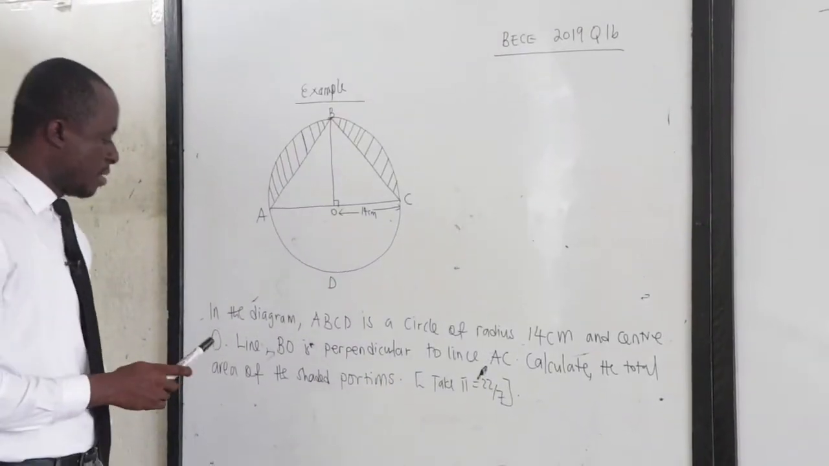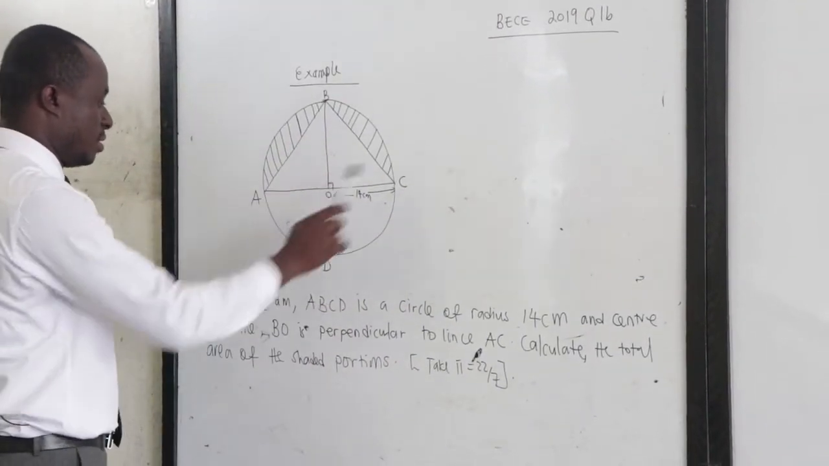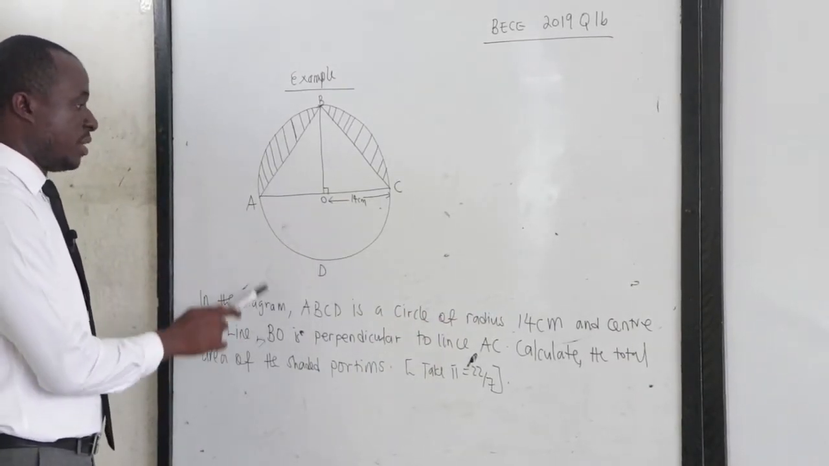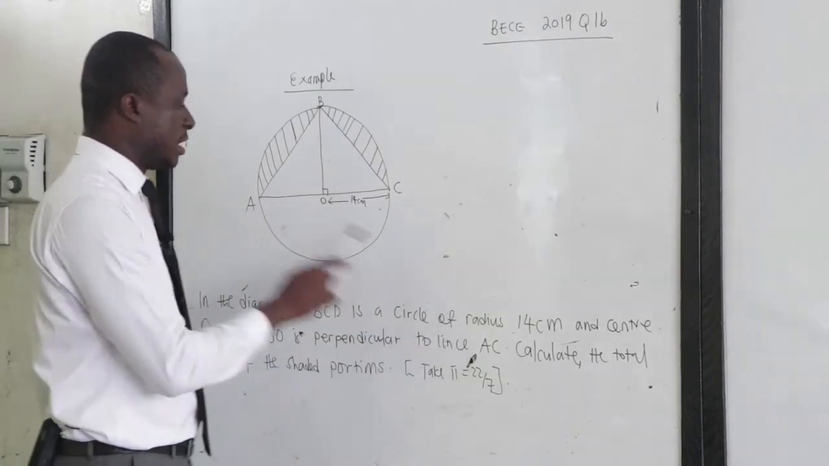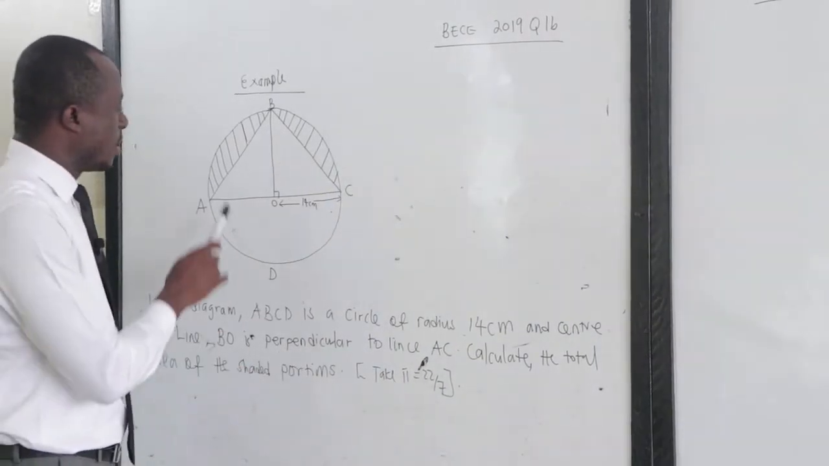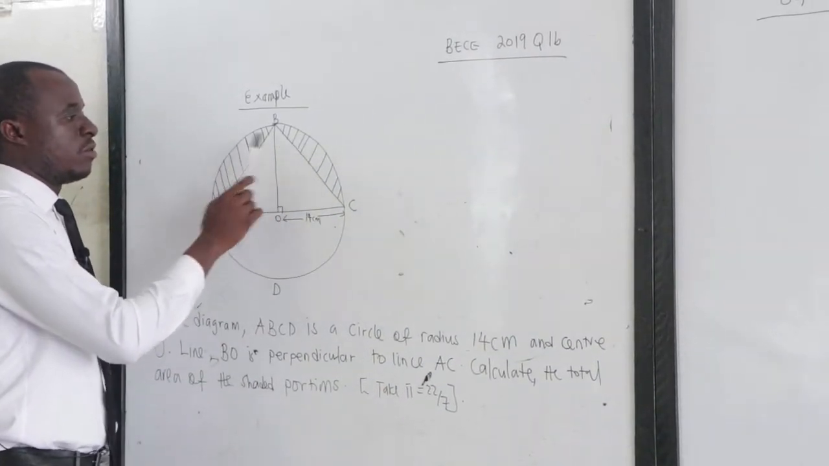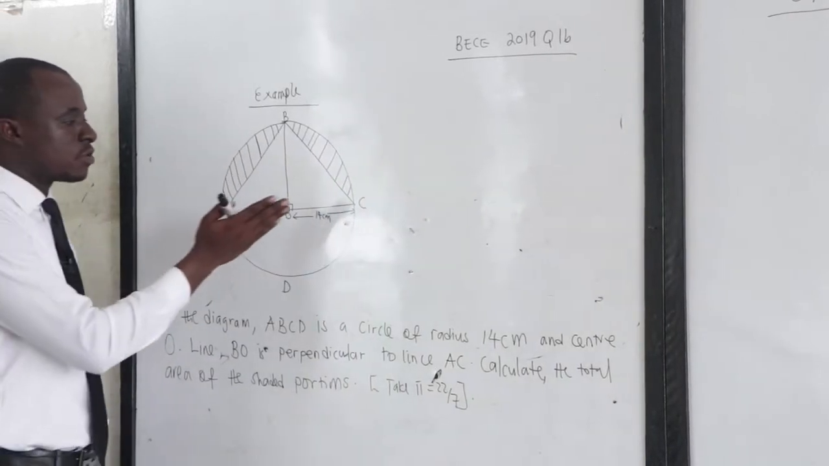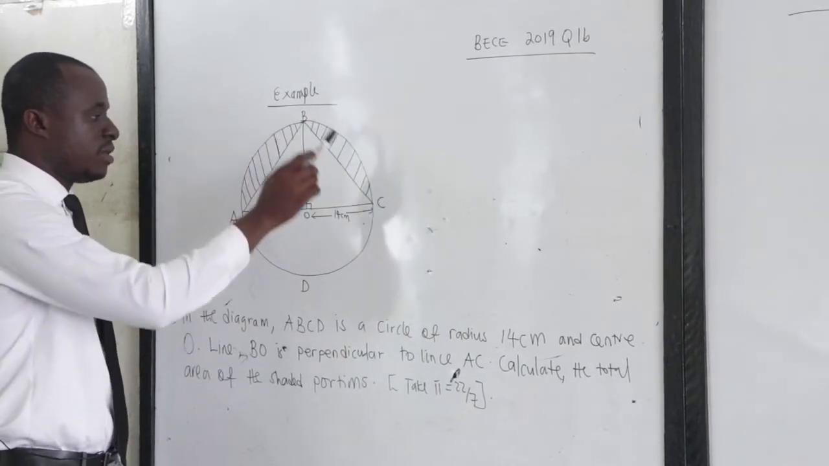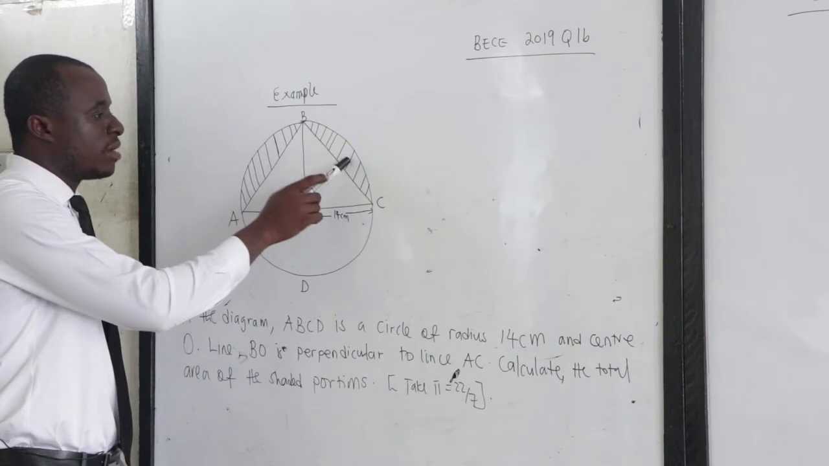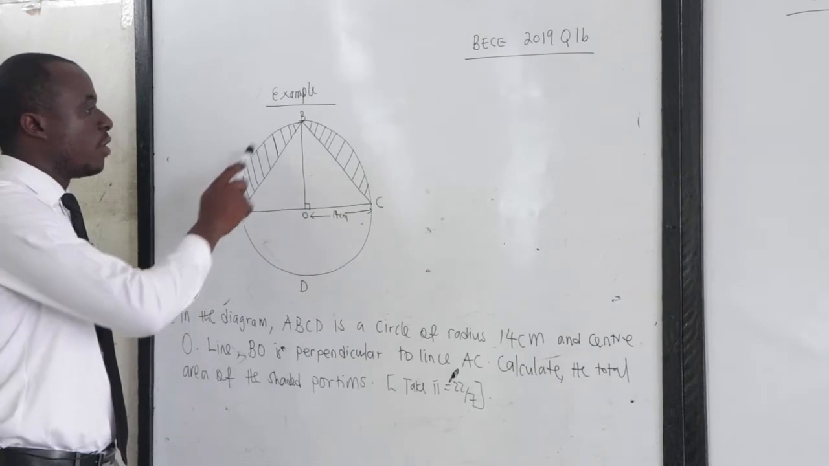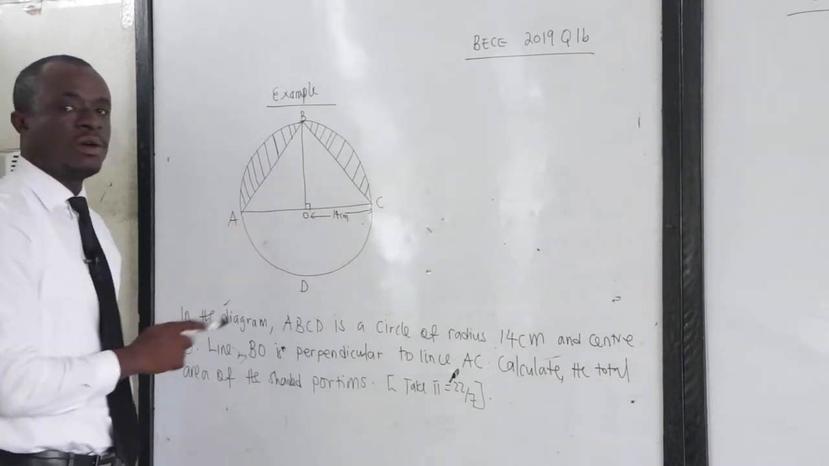Let's consider this. We have in the diagram ABCD a circle of radius 14 centimeters and center O. Line BO is perpendicular to line AC. Calculate the total area of the shaded portions. We want to find the area of the shaded portion. Clearly, looking at it, everything is concentrated at a semicircle, so we can consider the semicircle ABC. The area of the shaded portion is the same as the area of the whole semicircle minus the area of the triangle.